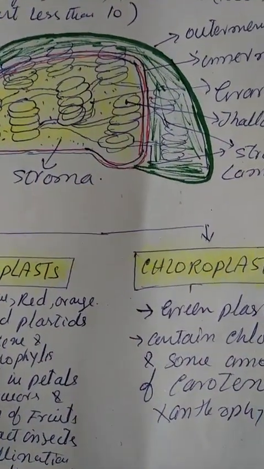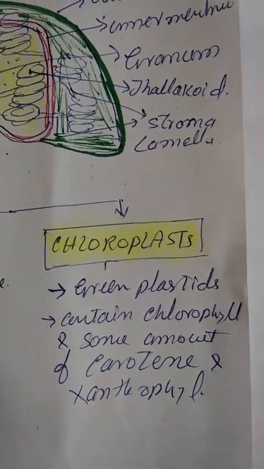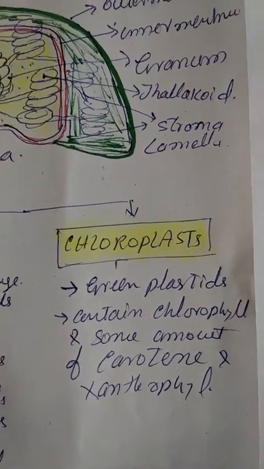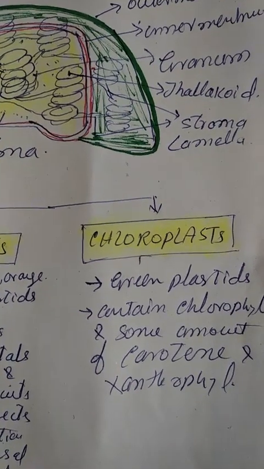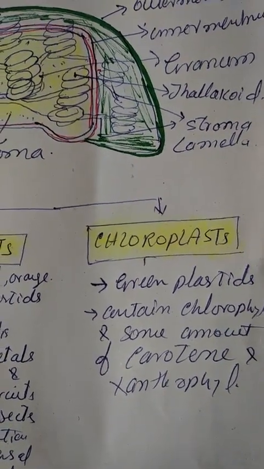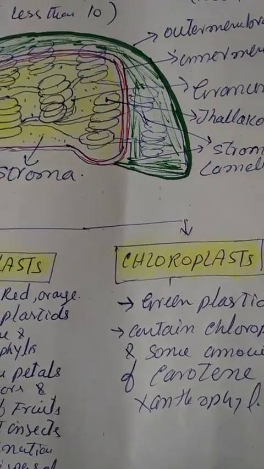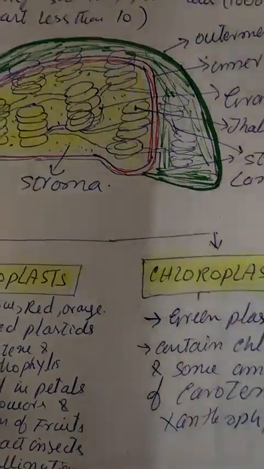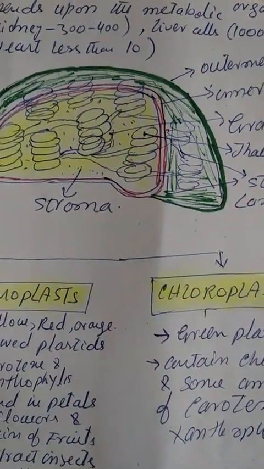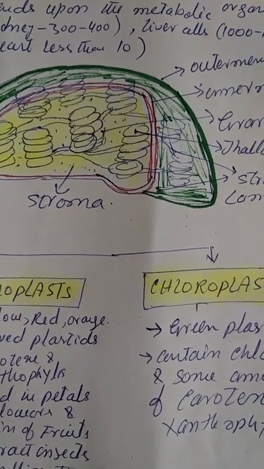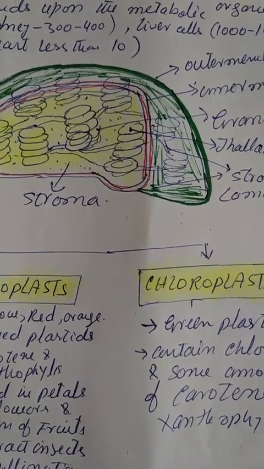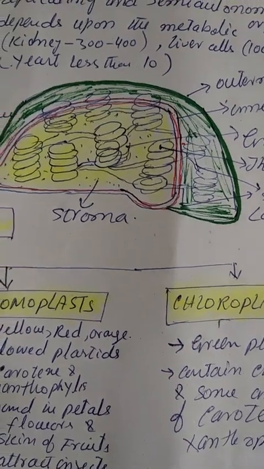These chloroplasts are basically the green plastids containing mainly chlorophylls and some amount of carotene and xanthophyll. The next organelles which we are going to study are the ribosomes, flagella, and then we will study the nucleus in our next topic.